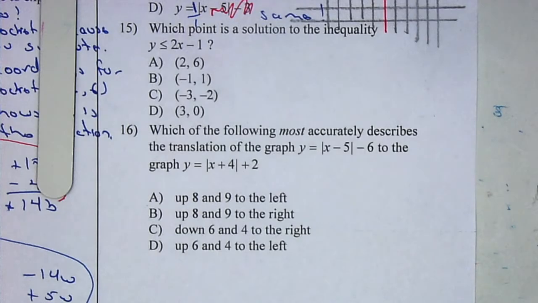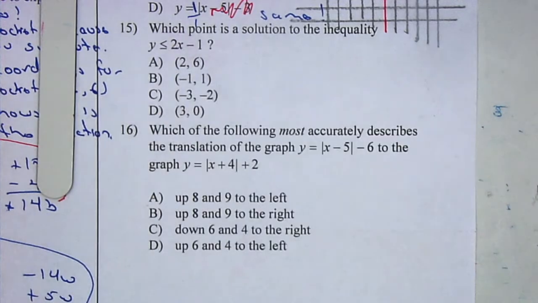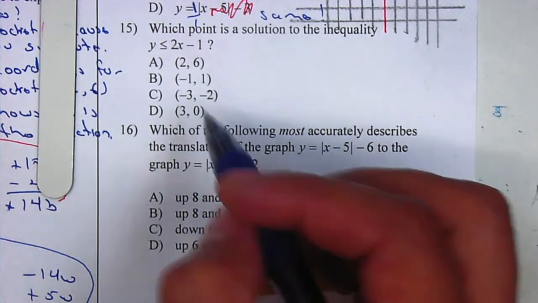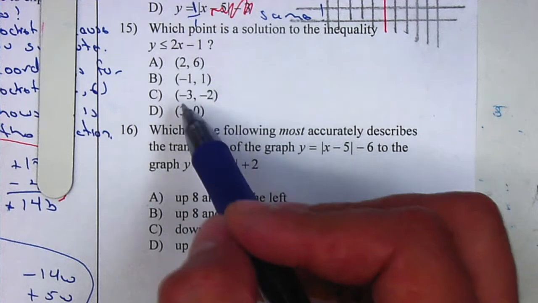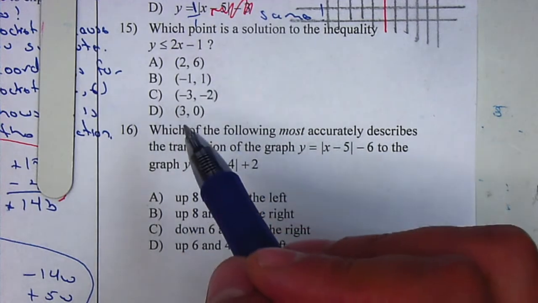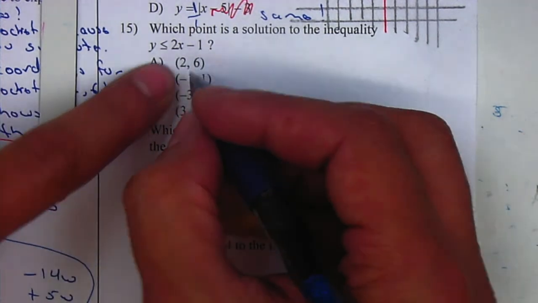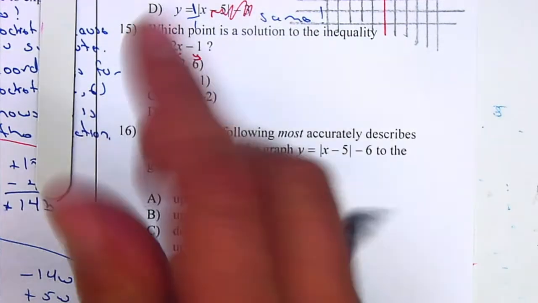Question number 15. Which point is the solution to the inequality? The only way to find out which point is the solution is to plug it in. Of course you can always graph it and then see which of those points is shaded. That's one way of doing it. Or we can just plug in each of those points, the value of x and y, into the inequality. And it's nice to label it, so you can always go back.